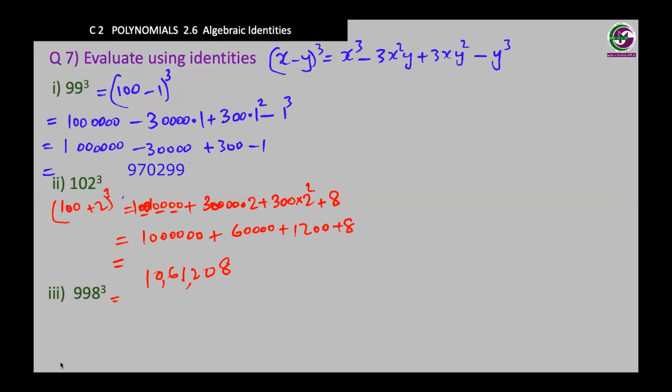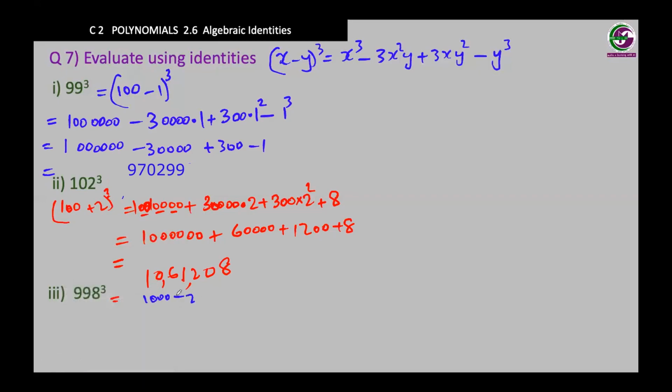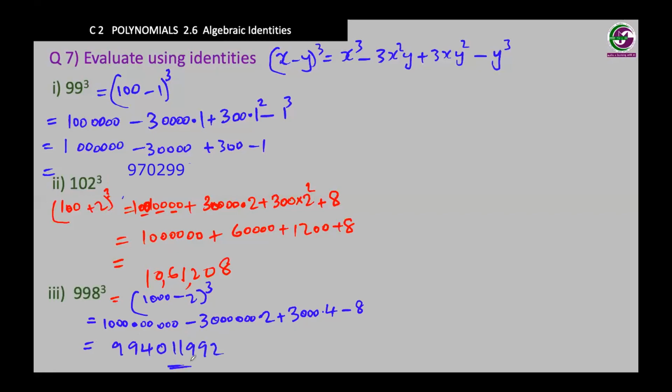minus 2. So we can rewrite 1000 minus 2 power 3, which is equal to 1000 power 3 is, repeat 3 zeros 3 times, minus 3 times square of 1000 will be repeated with 6 zeros times 2 plus 3 times 1000 times 2 square is 4 minus 8, which will be 994011992. Just a matter of calculation. You can take the positive signs together and then negative signs.